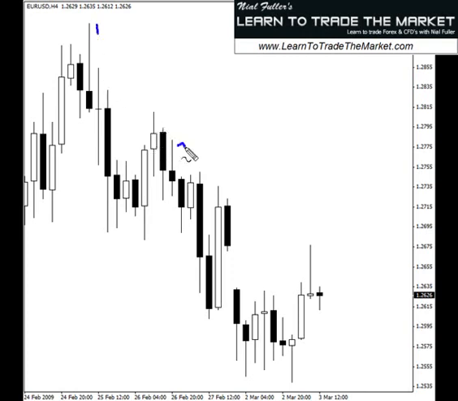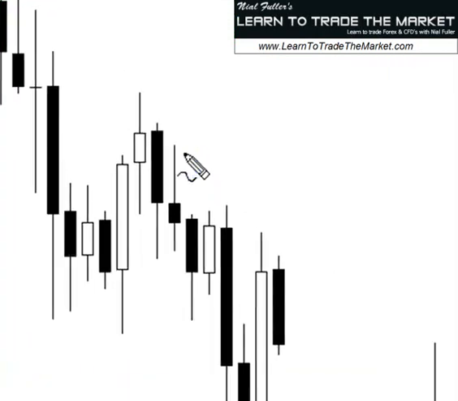The second signal is here. This is an inside bar break and also has a combination pin bar. So here we have the outside bar, here we have the inside bar, and the break below here was a signal for a short. That's the second setup.